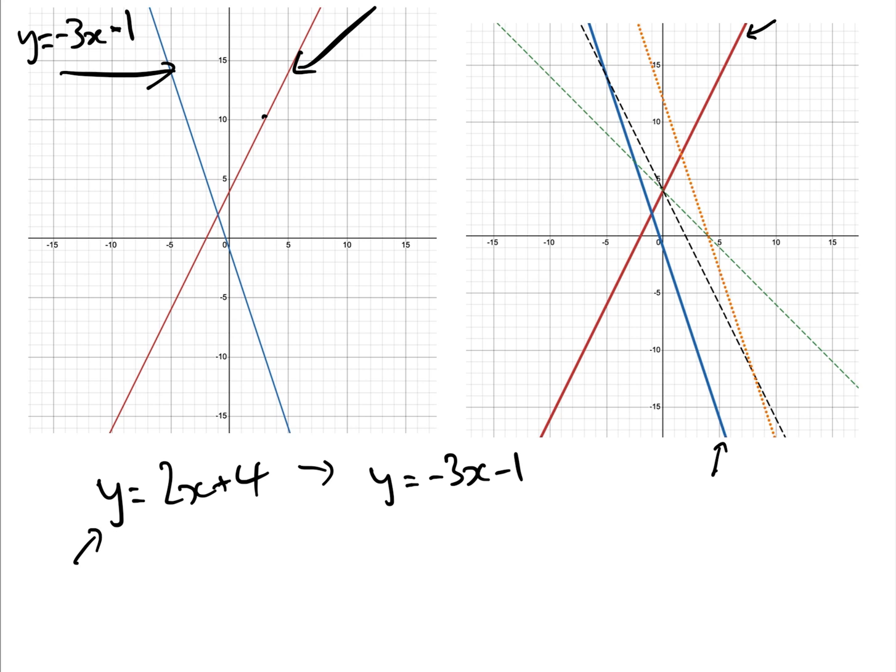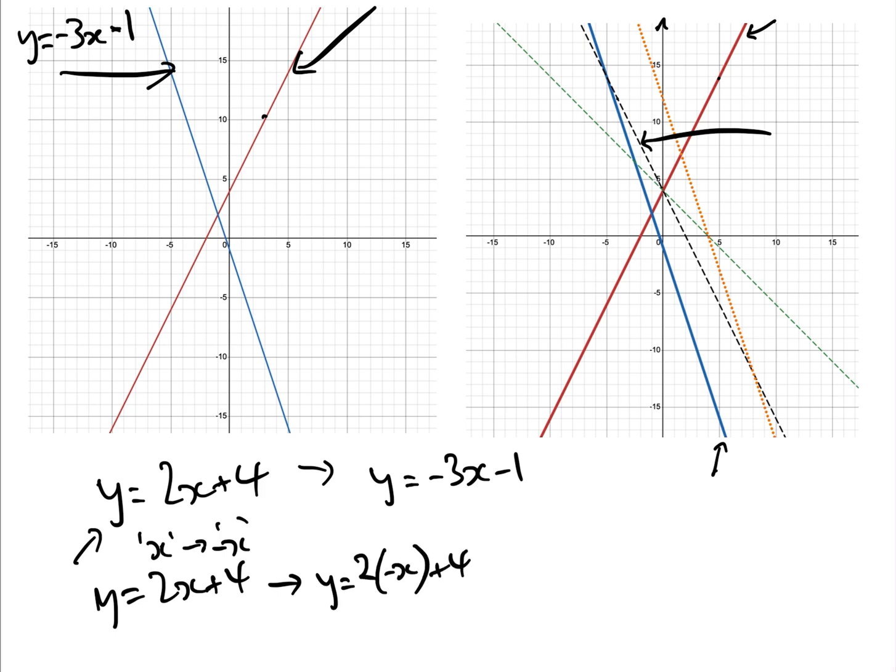The reflection in the y-axis is the black dotted line, which is that one. We just reflected it. There's the y-axis there. So we reflected the brown line in the y-axis, and the reflection in the y-axis replaces x by minus x. So that means that y equals 2x plus 4 becomes y equals 2 times minus x plus 4, or y equals minus 2x plus 4. That's the first transformation we've done.